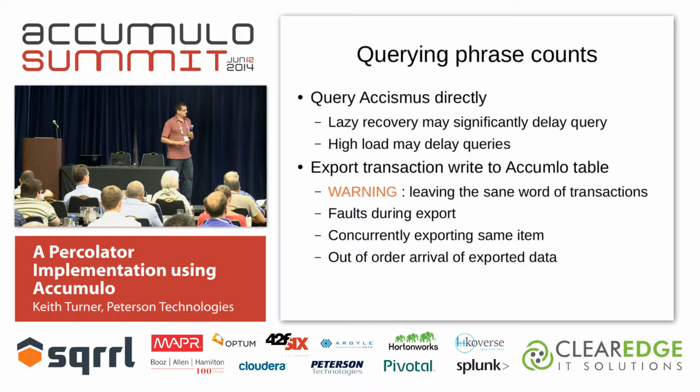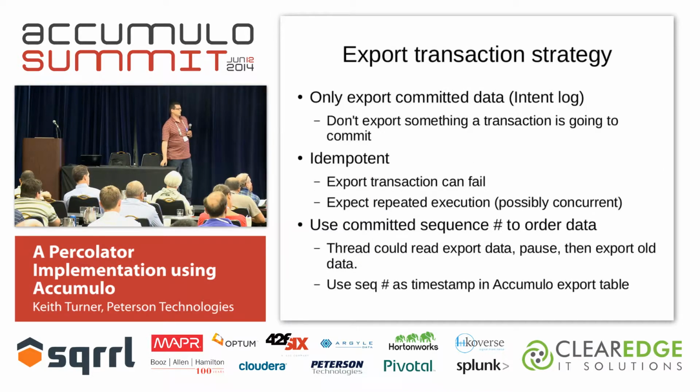So I've come up with one way of dealing with this, and this is in the phrase count example that I've created. You can think of this as a recipe; there's 3 things you need to do. One thing is, if you're going to export something, you need to commit it before you attempt to export it. So only export committed data. That would be called an intent log. You don't do something until you've serialized it or persisted it to disk. You persist to disk the action you want to take before you try to take the action.